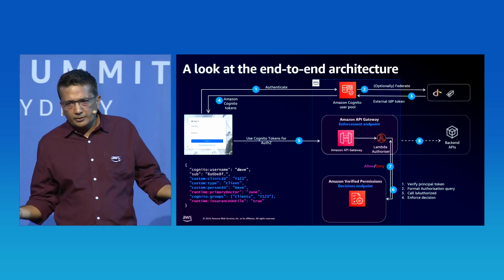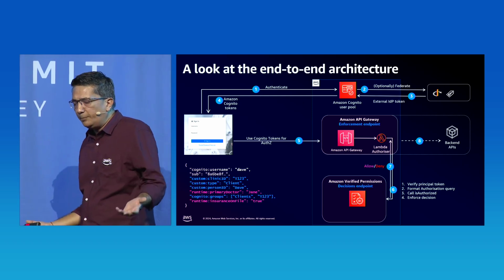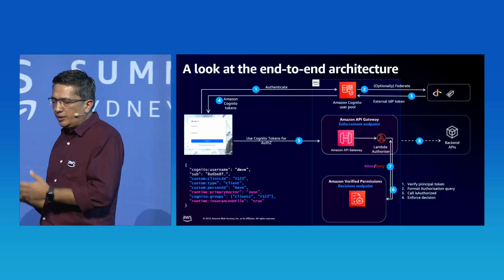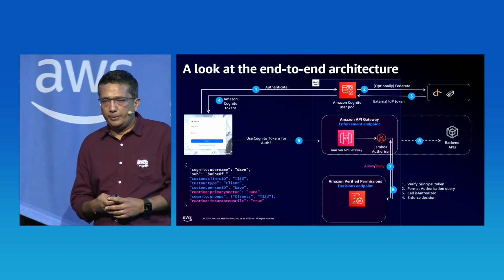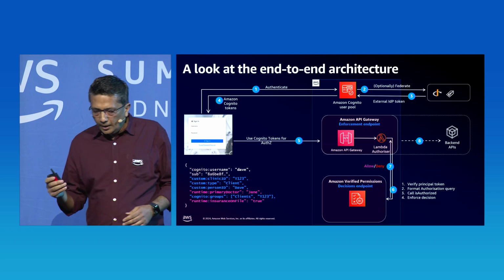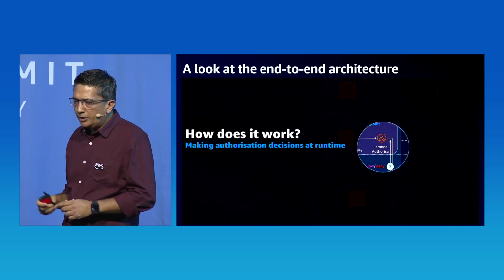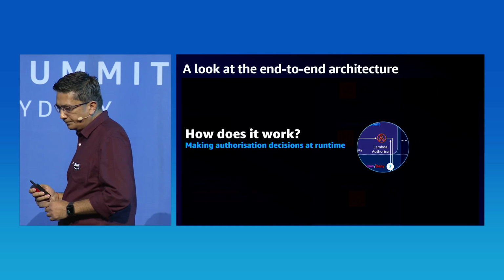Now, this is a sample serverless architecture. You can, of course, replace API Gateway with AppSync or APIs running on containers, as long as you integrate a Verified Permissions call within your APIs. Now, let's take a closer look at the Lambda function, which is where the integration with Verified Permissions happens.